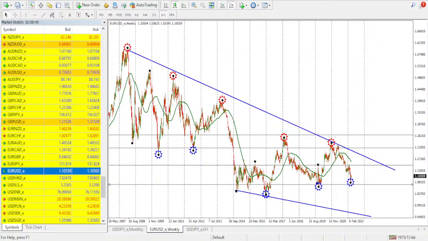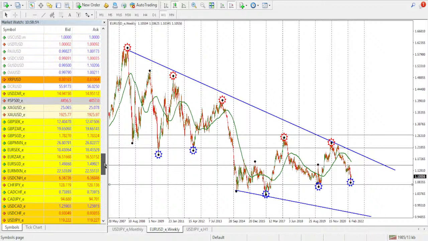So technically, this is a good sell, especially if the price breaks below this point. We'll continue to look for sell positions up to this trend line here. That should bring us to the end of the currency pairs. Let's look at what we expect to be happening on gold.